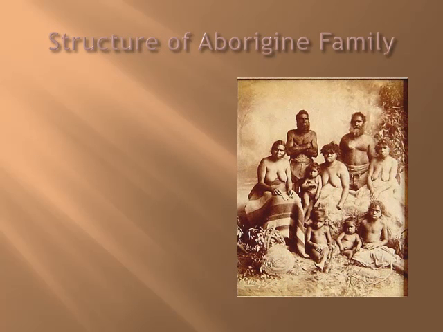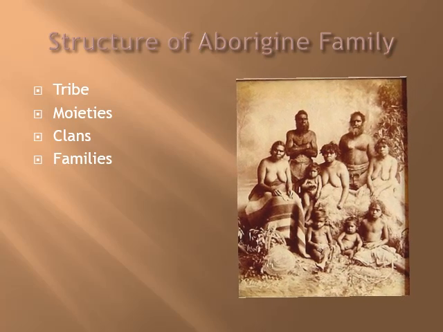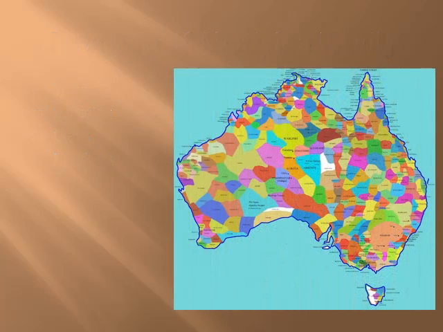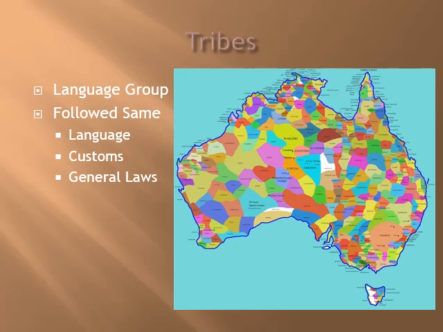In the structure of the Aborigine family, we have several different classifications: a tribe, moiety, a clan, and then the family group. The first classification that we use is tribe. The tribe or language group shares the same language, customs, and has the same general laws.